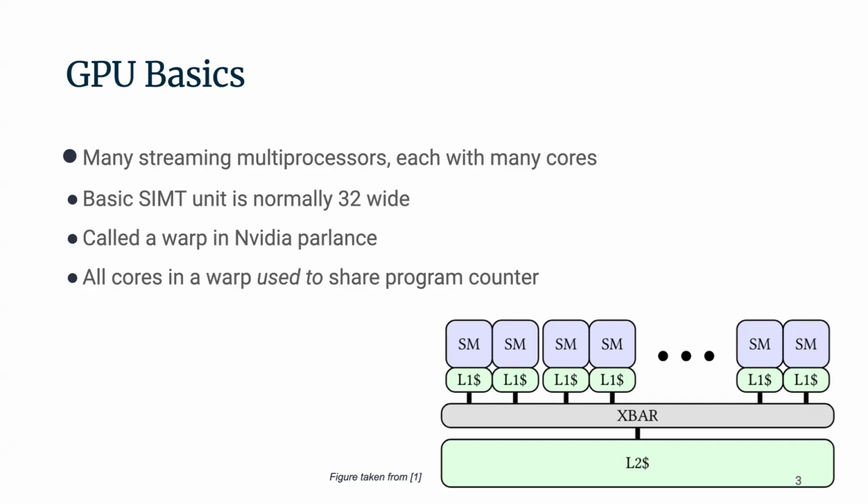This SIMT unit is called a warp in NVIDIA parlance, and all cores in a warp used to share the program counter. It's still a very useful mental model to have, and we're going to work with it until we see how it works otherwise. Here we have the exact same thing I'll talk about: an L2 cache, a crossbar, and an SM with an L1 cache, multiple SMs, each with its own L1 cache.